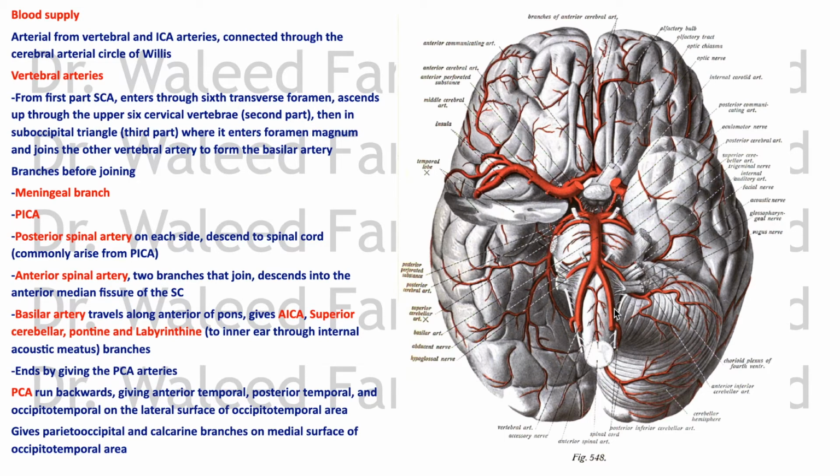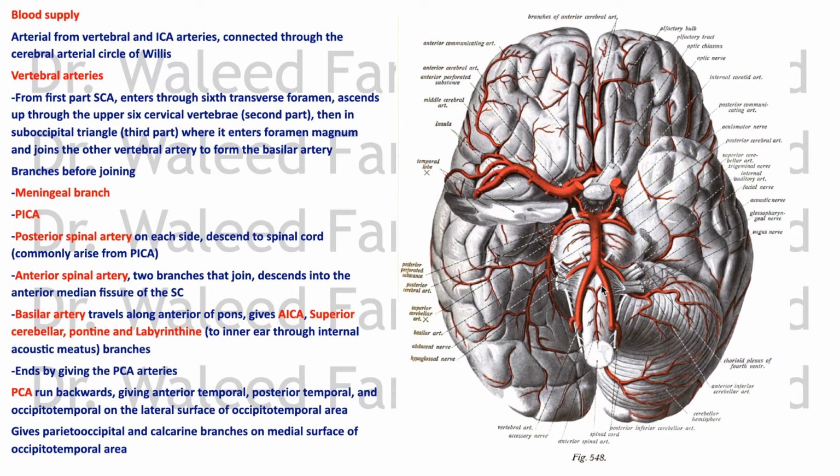They give off meningeal branches. They give off the PICA, which is the posterior inferior cerebellar artery, to supply the inferior surface of the cerebellum, but the posterior aspect. Supplies the medulla and gives a couple of anterior spinal arteries that unite together and descend into the anterior median sulcus of the spinal cord, and a couple of posterior spinal arteries, but they do not unite, though they descend on each side in the posterolateral sulcus, okay, to supply the posterior aspect of the spinal cord.